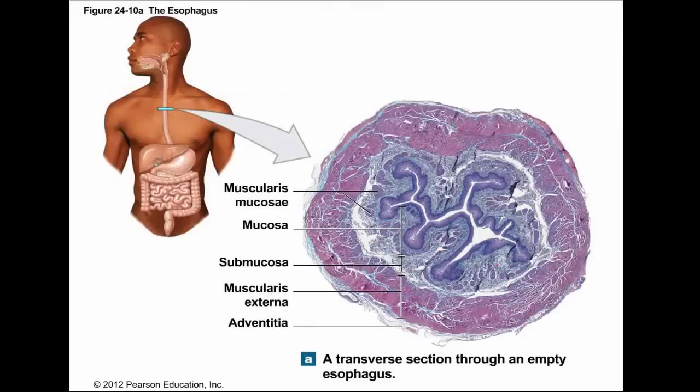Here we have a cross-section of the esophagus. You can see that it is quite soft, and because there's nothing moving through it, it is collapsed down. So this is a transverse section through an empty esophagus, no food moving through it.